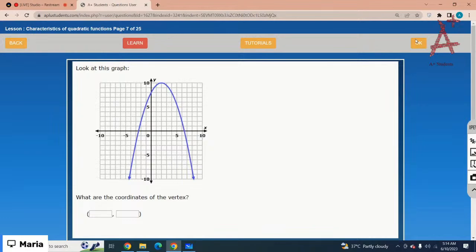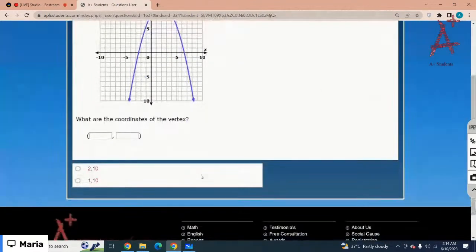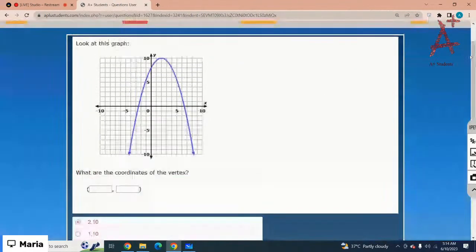The coordinates of the vertex are 2 and 10. The correct option is option number 1.